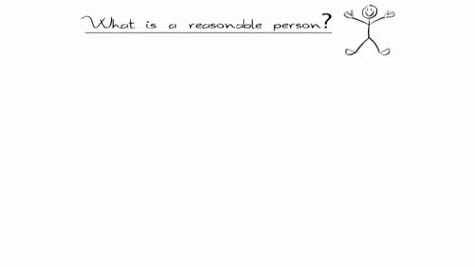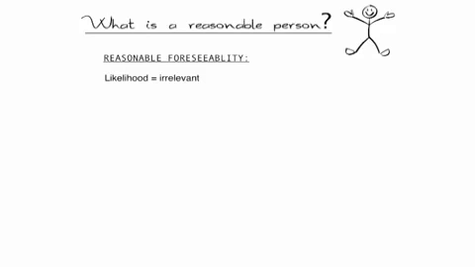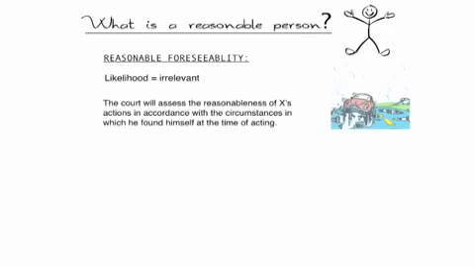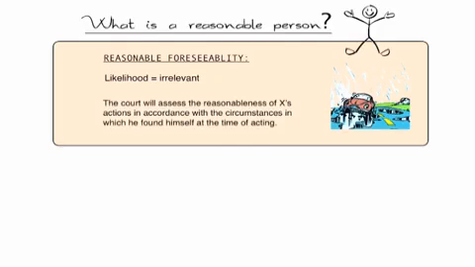So what is a reasonable person? Here we need to look at two things. Number 1, reasonable foreseeability. It is important that the possibility was foreseen. Whether the result or circumstance was likely or not is irrelevant. The court will assess the reasonableness of X's actions in accordance with the circumstances in which he found himself at the time of acting. For example, if X knocked down a pedestrian during a storm at night, the court will not test his actions against a reasonable person driving during a sunny day.